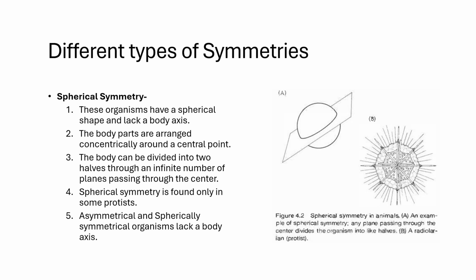The body can be divided into two halves through an infinite number of planes passing through the center. So any plane that passes through the center point of these spherical organisms can divide the organism into two equal halves. Spherical symmetry is found only in some protists, so it's not very common in nature. Asymmetrical and spherically symmetrical organisms are the two types of symmetry where a defined body axis is lacking. So there is no body axis in two cases: when an organism is asymmetrical or when it is spherically symmetrical.